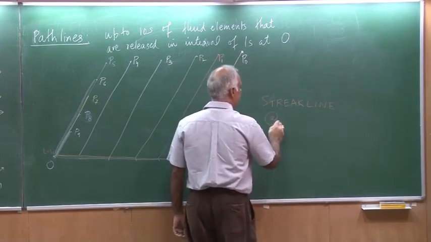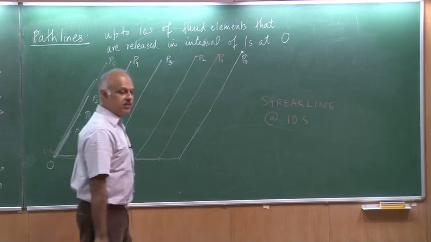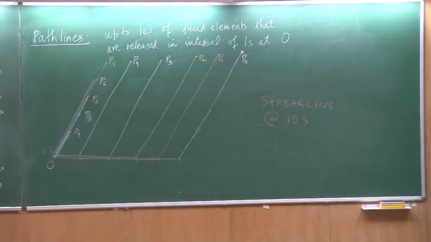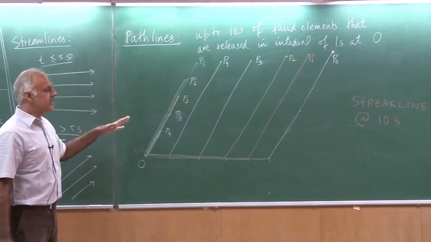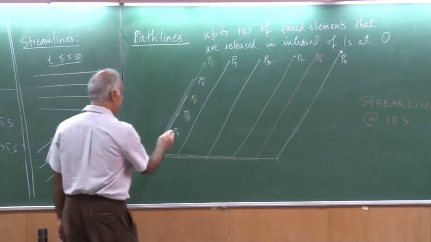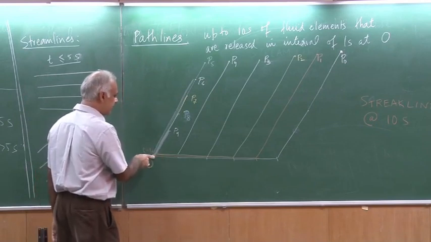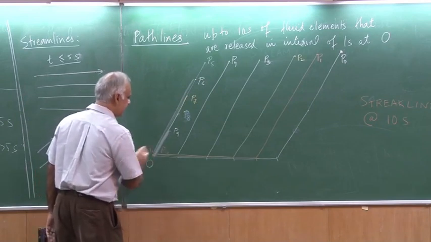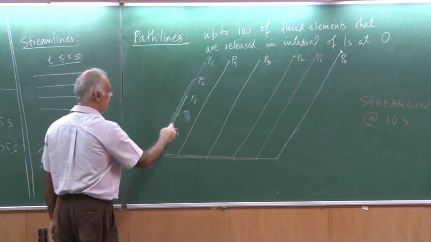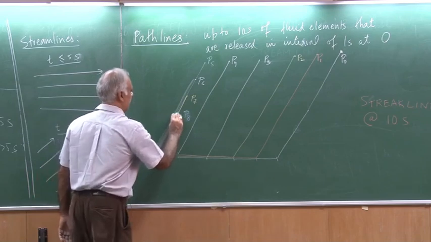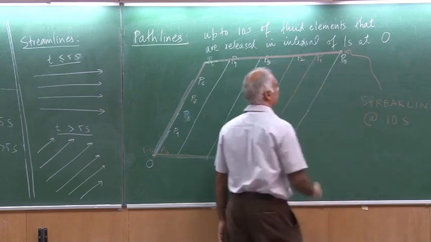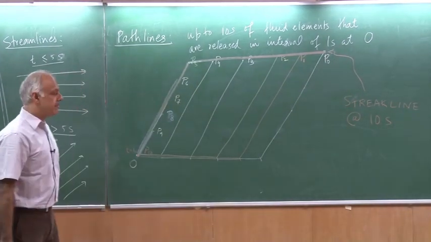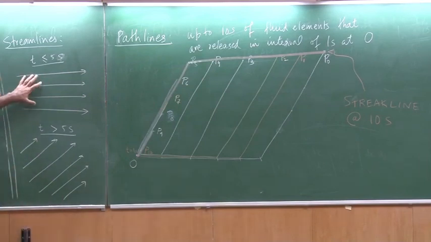Suppose I want the streak line at 10 seconds. I want to get a locus of all those points which started from a certain point O, and are located somewhere at t equal to 10 seconds. Of course I know that there is a point located right here. This has just been released at 10 seconds, then this is the point, this is the point. So if I had to draw the streak line, this is the streak line at 10 seconds.